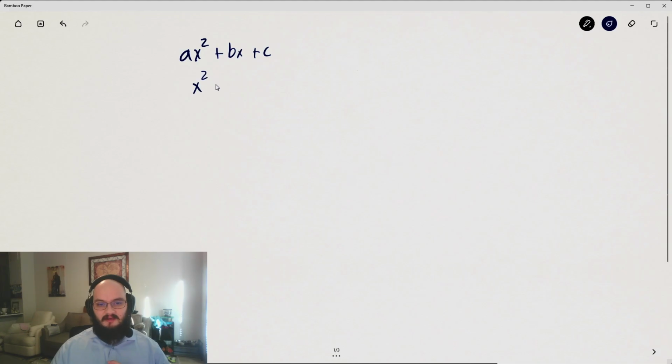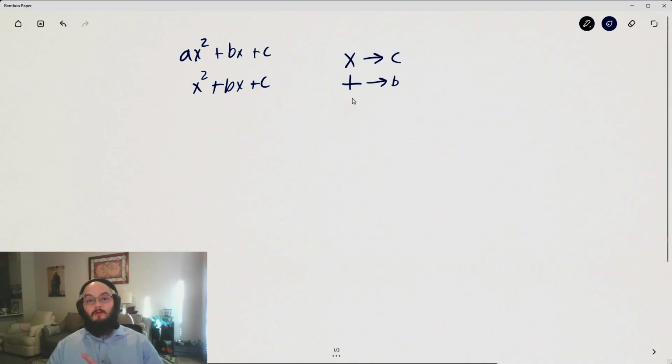Since a is going to be equal to 1 in this case, we're going to have something like x squared plus bx plus c. And we need to figure out what two numbers multiply to make c, but add together to make b. And that's the process that we're going to follow for each of the quadratics. Once we know that, we can use the two numbers. We're going to call those our key numbers.